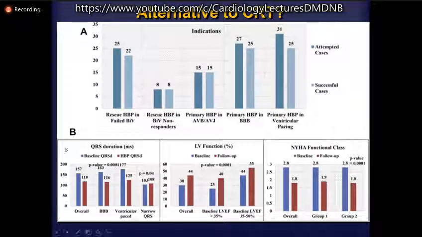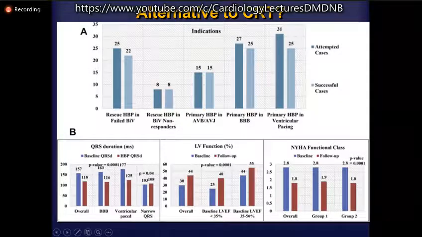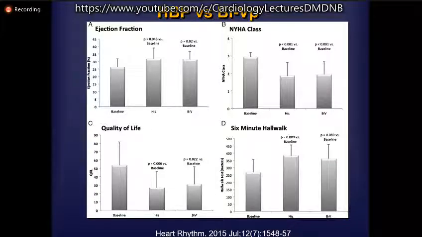And you will see that compared to the baseline QRS, the QRS is significantly narrowed with His bundle pacing. The ejection fraction significantly improves on an average from 25 to 40%, and the NYHA functional class also significantly improved. And this is again showing us the same thing, the improvement in various parameters.